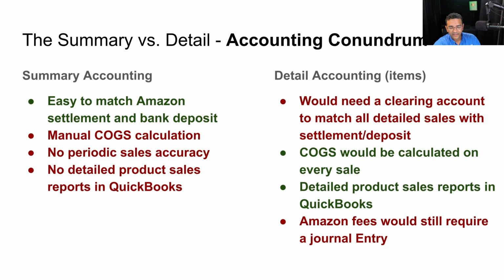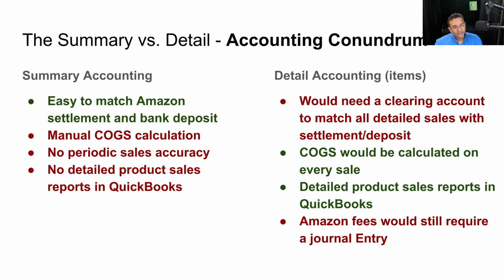In summary accounting, let's just call it journal entry, it's going to be super easy to match the bank. We won't get COGS. We won't get periodic sales accuracy, as there's an issue with the years and the quarters and the months, and you will not get detailed product sales in QuickBooks. So you have to use a different tool for that.